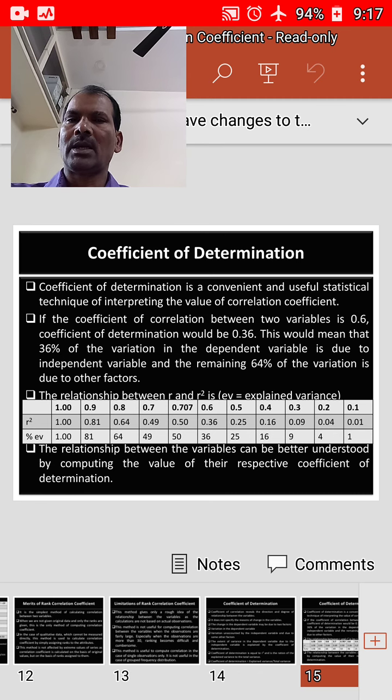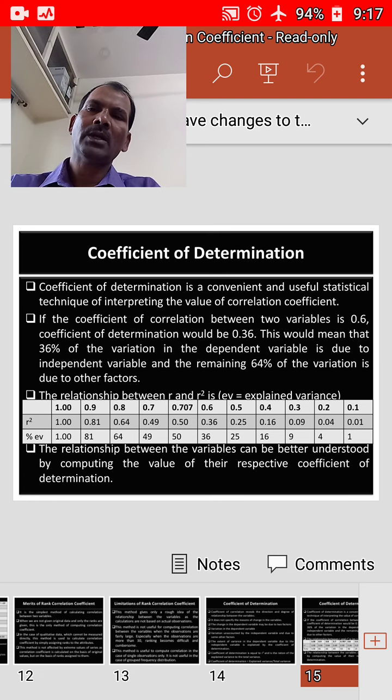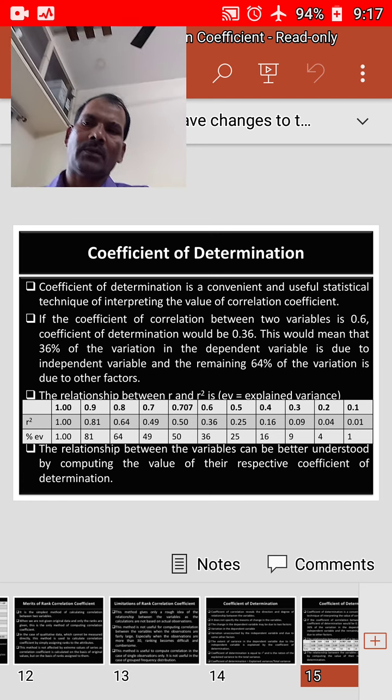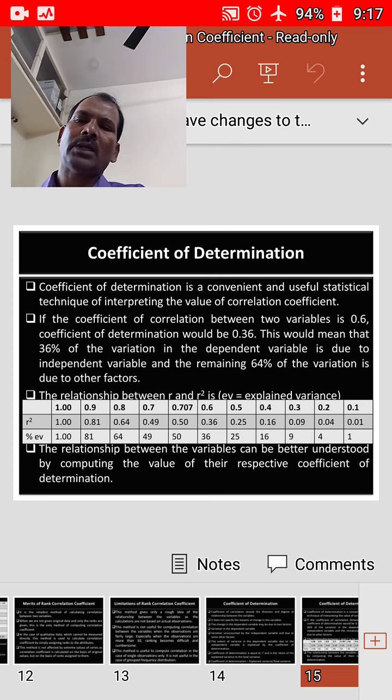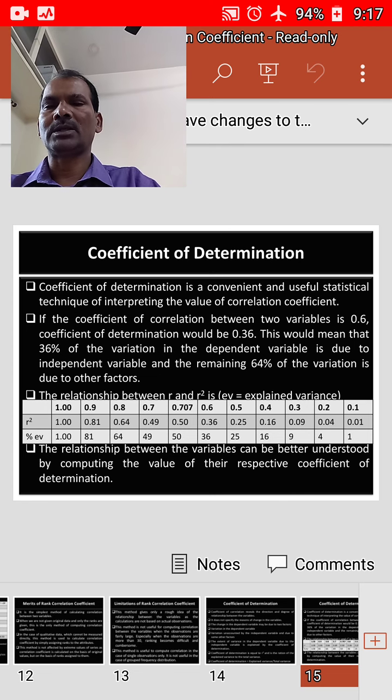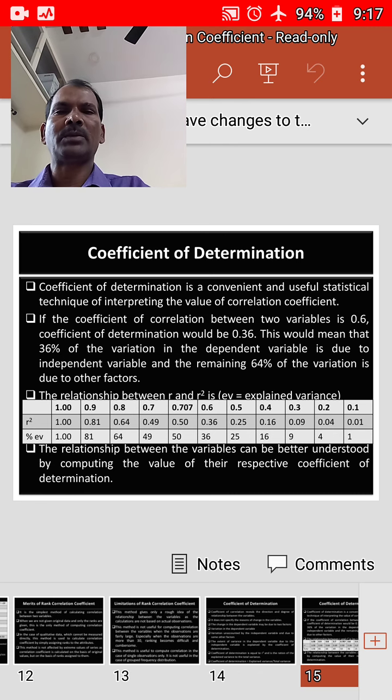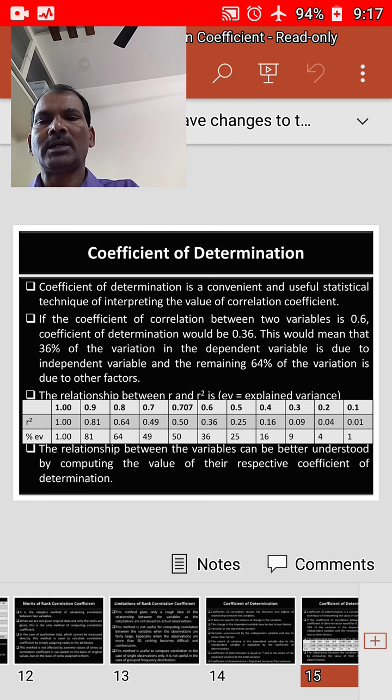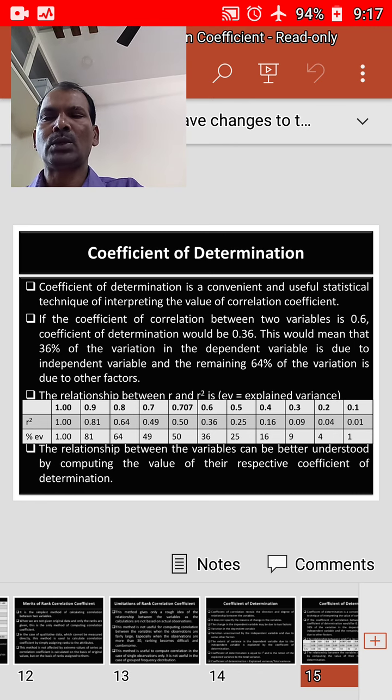This indicates that in the first case, 64% of the total variation in the dependent variable, and in the second case, only 16% of the total variation is explained by the independent variable. The usefulness of coefficient of determination is clear from the observations of Turtle, who states the results of correlation analysis has been grossly overrated and is used entirely too much.